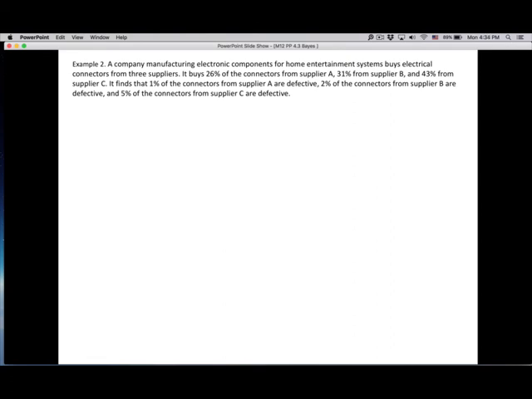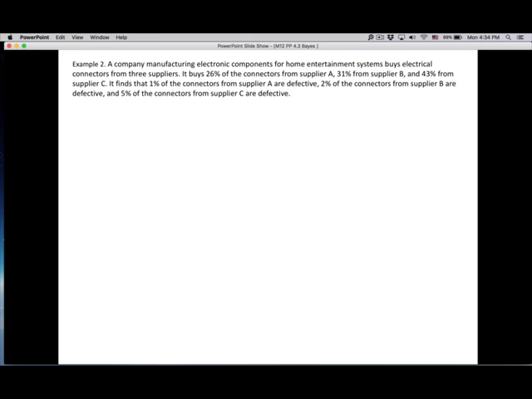Okay, example 2. A company manufacturing electronic components for home entertainment systems buys electrical connectors from 3 suppliers. It buys 26% of the connectors from supplier A, 31% from supplier B, and 43% from supplier C. It finds that 1% of the connectors from supplier A are defective, 2% of the connectors from B are going to be defective, and 5% from supplier C are defective.